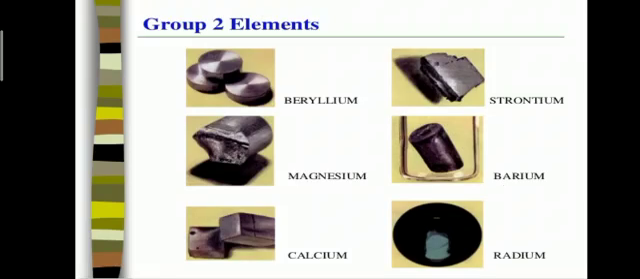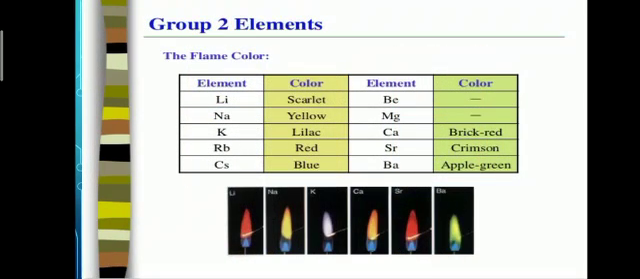This is the list of elements of alkaline earth metals, that is beryllium, magnesium, calcium, strontium, barium and radium. The flame colors of these elements are: beryllium and magnesium are colorless, calcium is brick red, strontium is crimson and barium is apple green. Similarly for group 1 elements, lithium is scarlet, sodium is yellow, potassium is lilac, rubidium is red and cesium is blue.